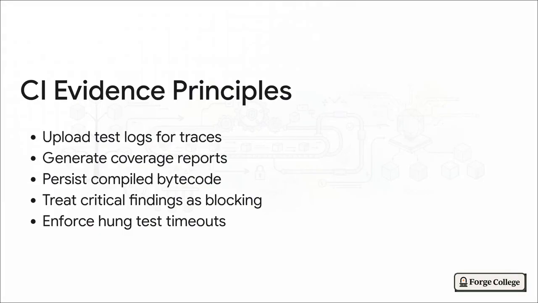To really make CI your best friend, follow these practical principles for CI evidence. Upload Hardhat test logs for failing traces so you can actually read the stack trace. Generate Foundry coverage reports like LCOV. Persist compiled bytecode and ABIs as artifacts. Treat critical static analysis findings from tools like Slither as strictly blocking. And please, enforce timeouts to prevent hung tests from eating up all your CI minutes.